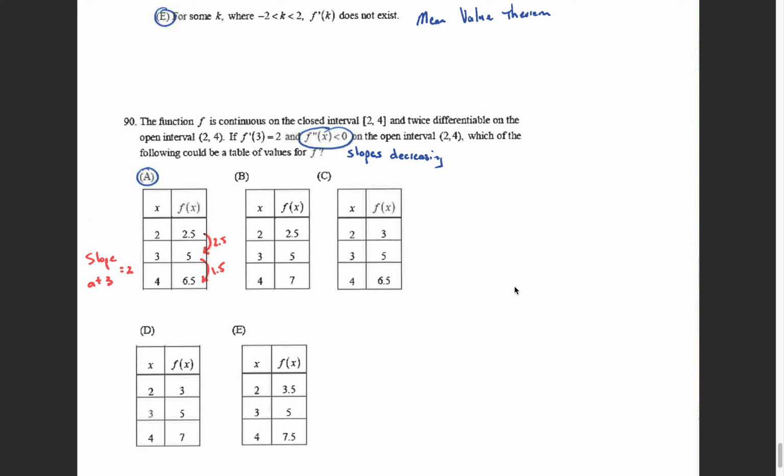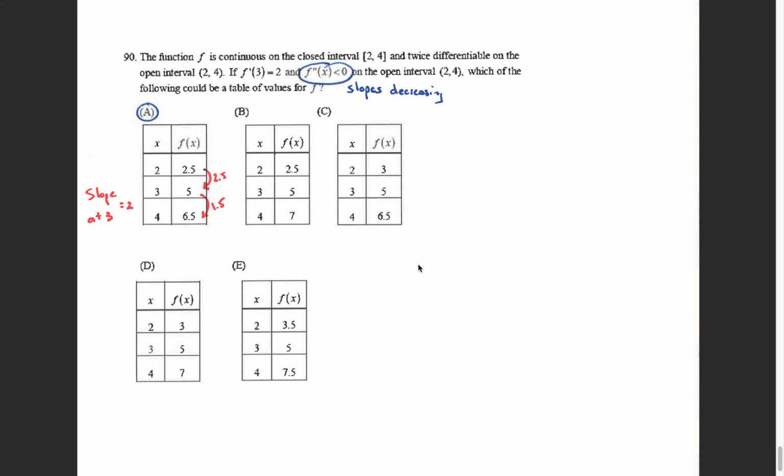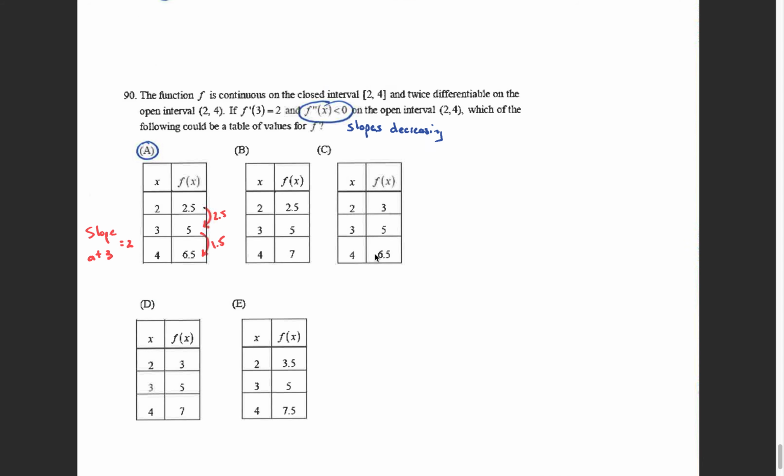Okay. F double prime is negative, so my slopes have to be decreasing, right? A negative second derivative is a decreasing derivative. And so I looked at the jumps here. This is a jump of negative 2.5, and then only a jump of 1.5. So it looks like the slopes are decreasing. Okay? And that's what we want. They're still positive, but they're getting smaller, which means they're decreasing.